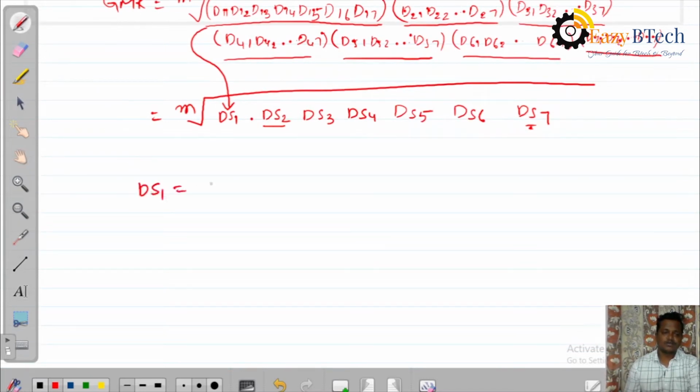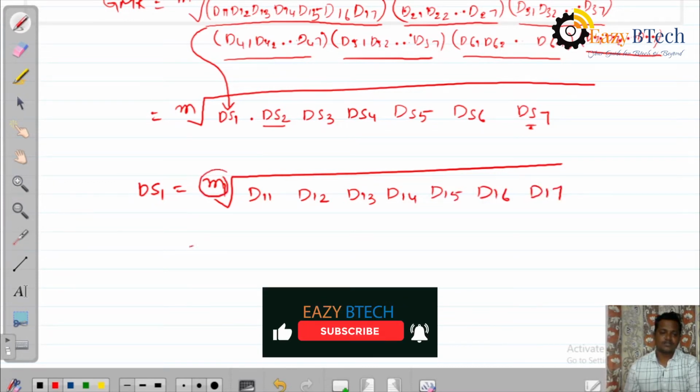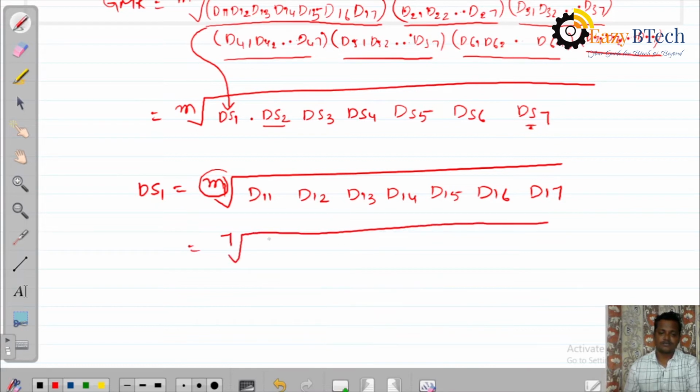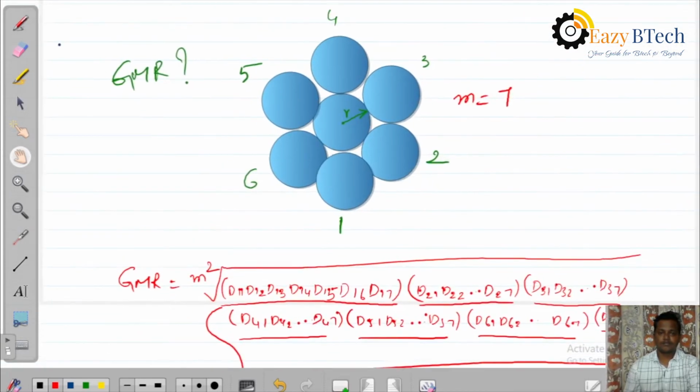DS1 equals the nth root of D11, D12, D13, D14, D15, D16, D17. Here the number small m is equal to 7, therefore this becomes the 7th root of D11, D12, D13, D14, D15, D16, D17. Now first of all we have to calculate D11. D11 is the self radius of the conductor, it is r dash. Now, let us go through the diagram.